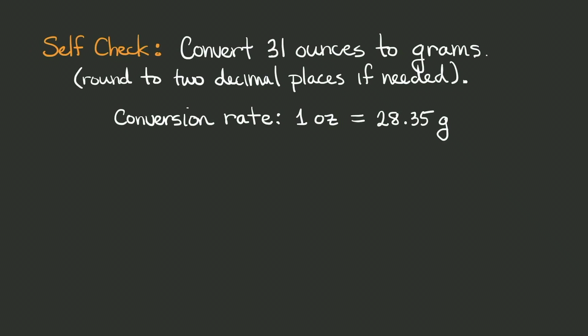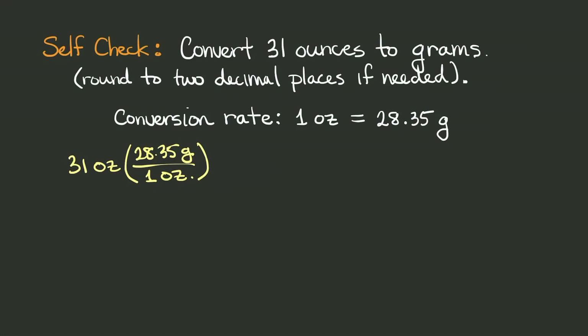Let's check for understanding. Pause the video and work this one out on your own first, and then come back and check your answer. Here we're supposed to convert 31 ounces to grams, and we're given the conversion rate that 1 ounce is equal to 28.35 grams. So we're starting out with 31 ounces. And we want to move from ounces to grams, so we'll multiply by the ratio, putting ounces in the denominator so that it'll cancel with the ounces in the numerator, and that is corresponding to 28.35 grams.